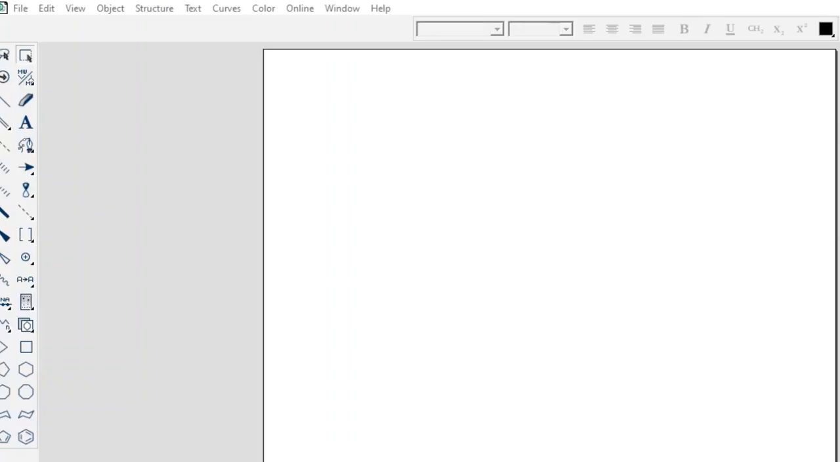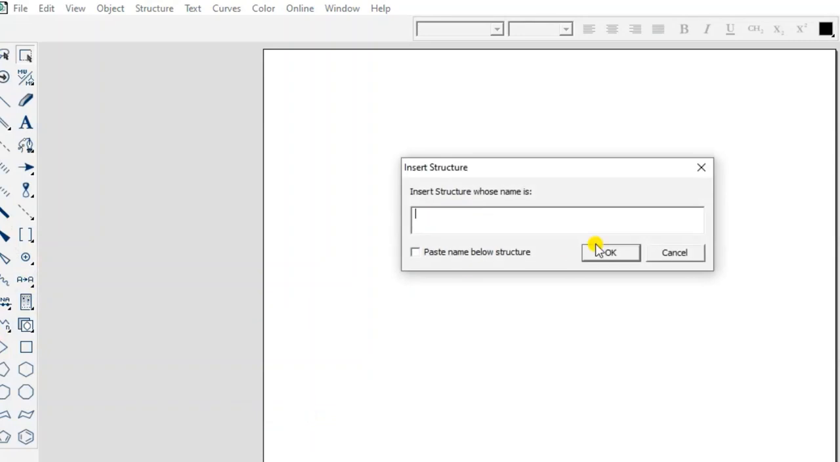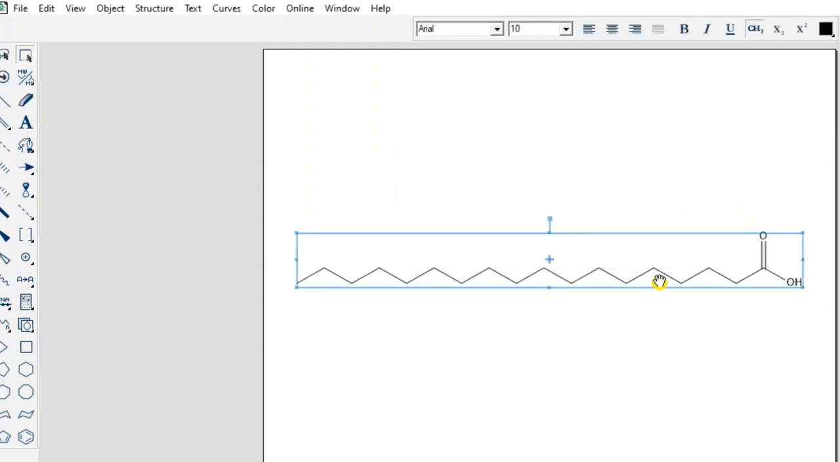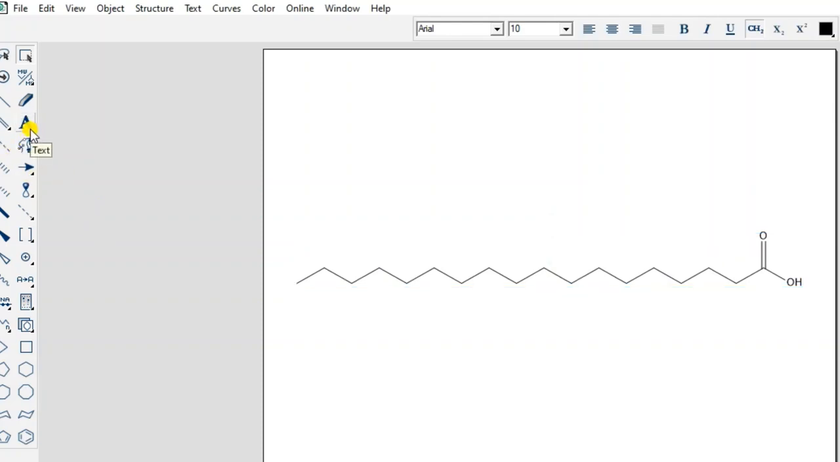So we all know that there are long chain structures, like stearic acid, and we have to draw each of the carbons present on this chain. If we start one by one, it will be very exhausting and time-consuming. So we draw one of them, and then we copy it, and in this way we can label all the carbons in less time.